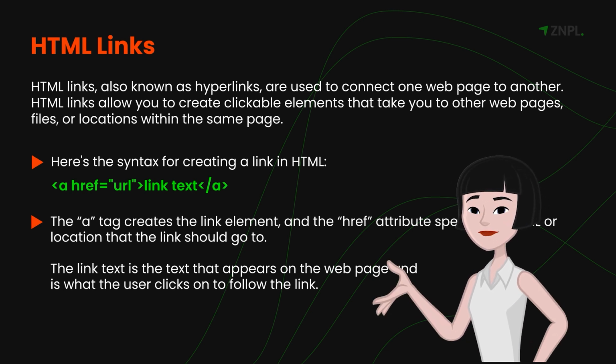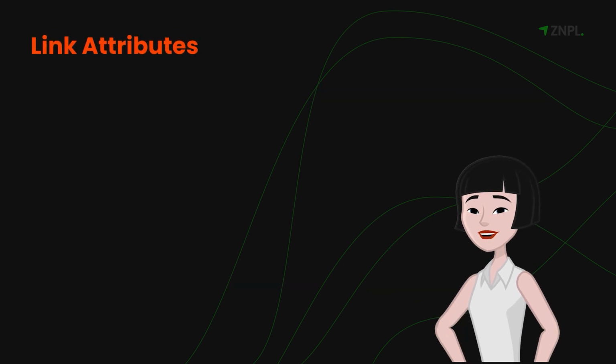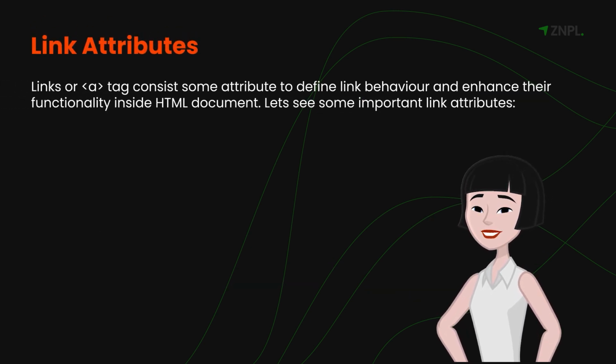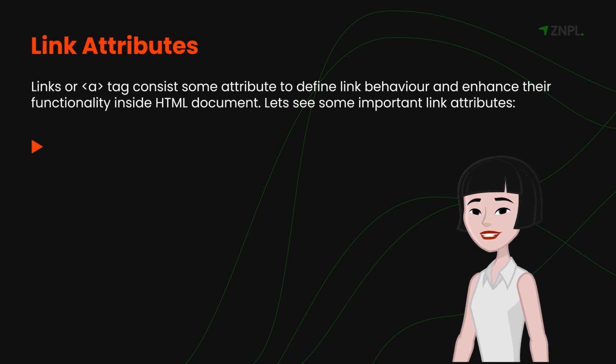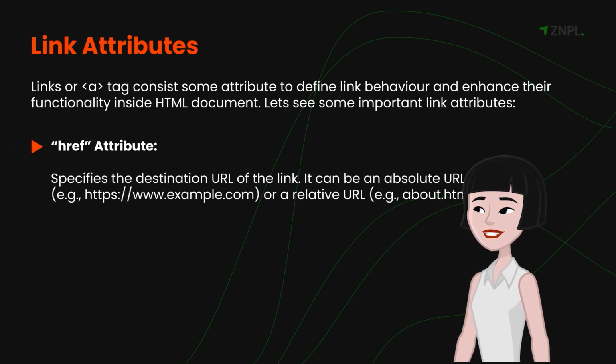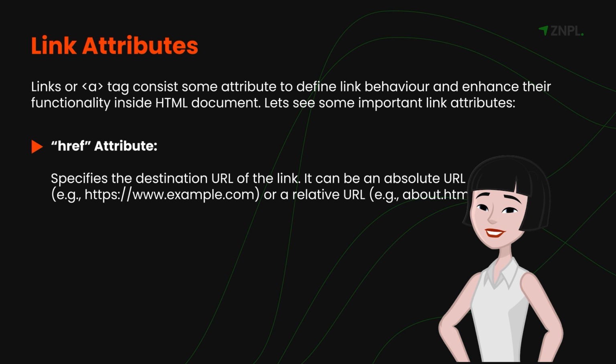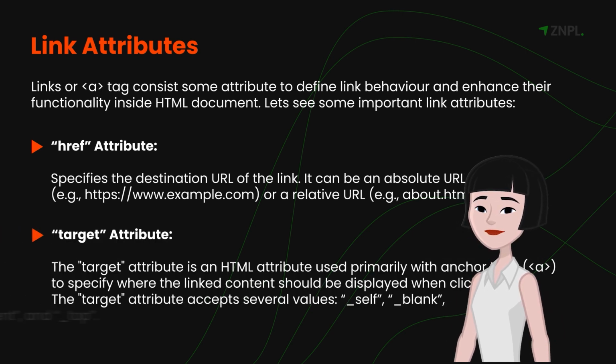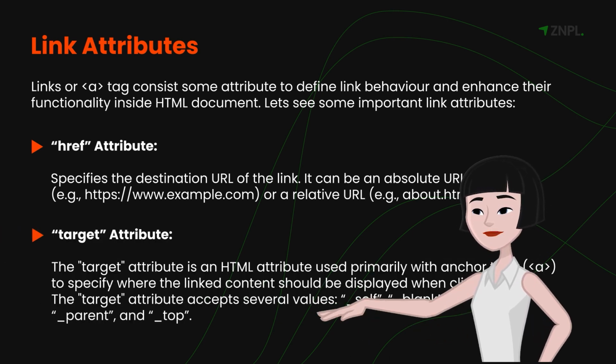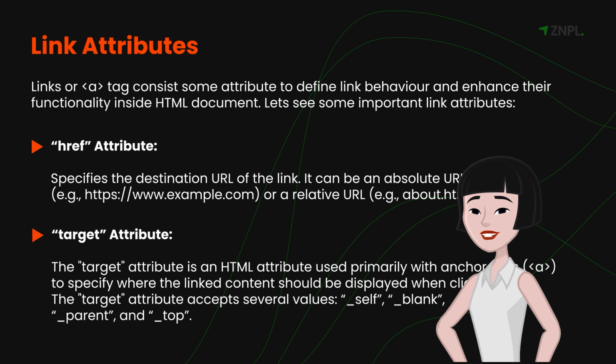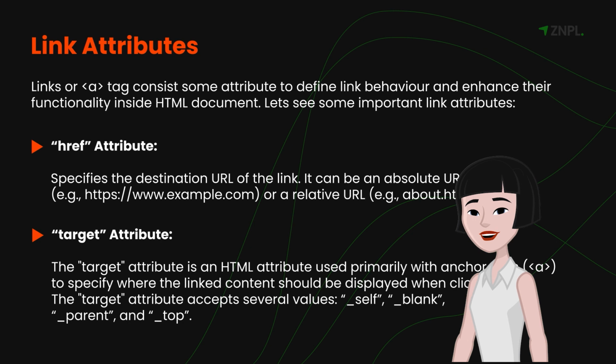Link attributes. Links, or a tags, consist of some attributes to define link behavior and enhance their functionality inside an HTML document. Let's see some important link attributes. The href attribute specifies the destination URL of the link. It can be an absolute URL or a relative URL.